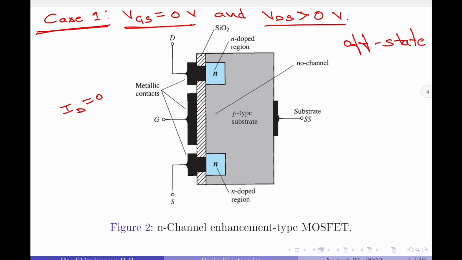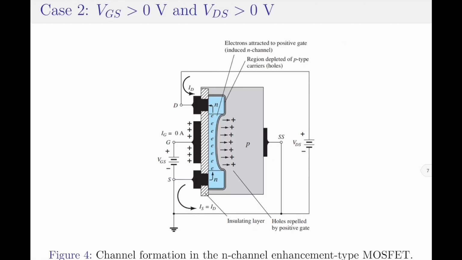And to create the channel, we shall now use the gate to source voltage, and this takes us to case 2. The condition for case 2 is that the gate to source voltage is greater than 0 as well as the drain to source voltage is greater than 0. Let us consider the figure 4 shown here. Note that both the drain to source voltage as well as the gate to source voltage are greater than 0. Therefore, the drain and gate terminals are at a positive potential with respect to the source, which is connected to the ground.